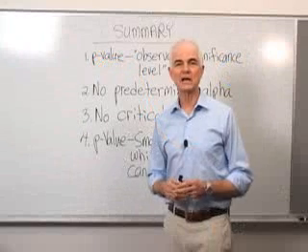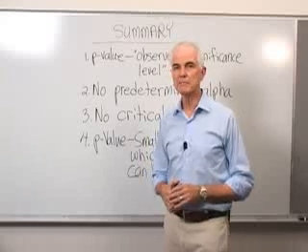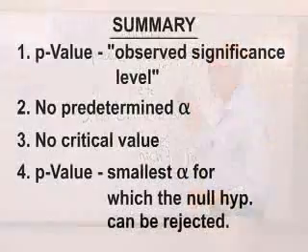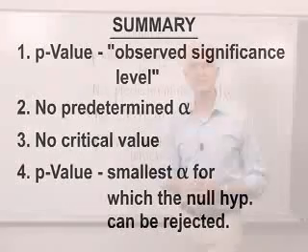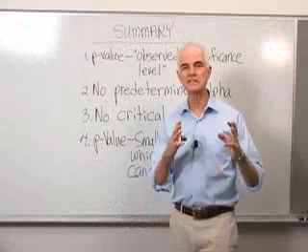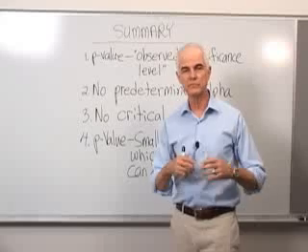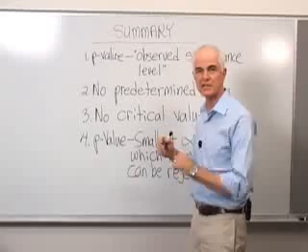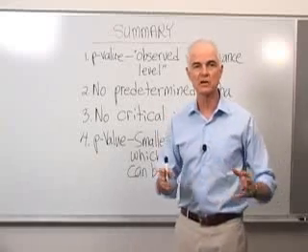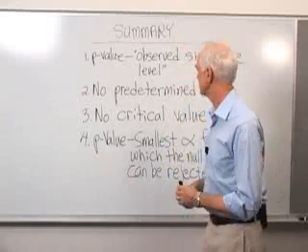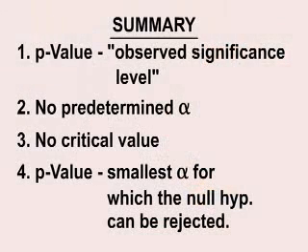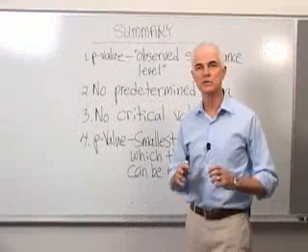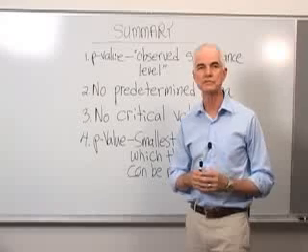So now let's summarize about p-values. Another name for the p-value is the observed significance level. And what that means is the p-value tells us exactly where on the distribution the statistic falls. Because we know exactly where our observed z or t or chi-square falls in the distribution, there's no need to have a predetermined value of alpha. And there's also no need to have a critical value or a table value against which to compare the observed z or t.